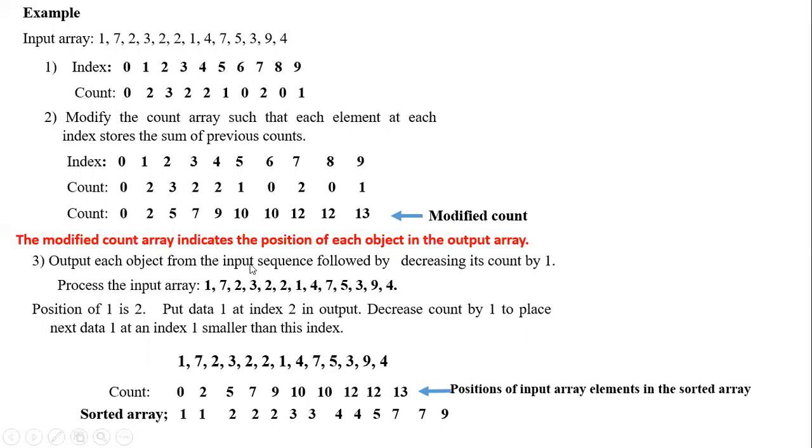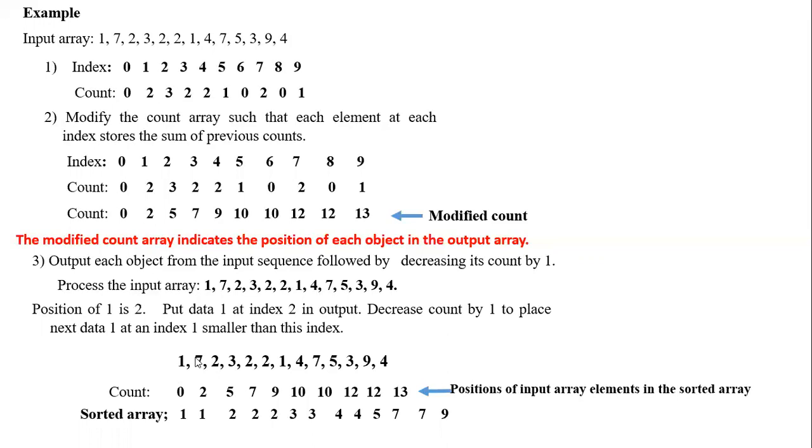Output each object from the input sequence, followed by decreasing its count by 1. Now we scan the input array. Here is the input array, and here is the count array. The position of 1 is 2. So we insert 1 here and decrement this counter.